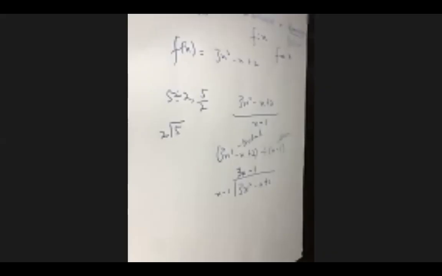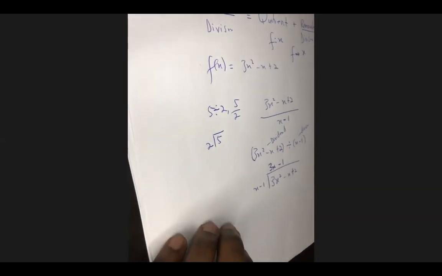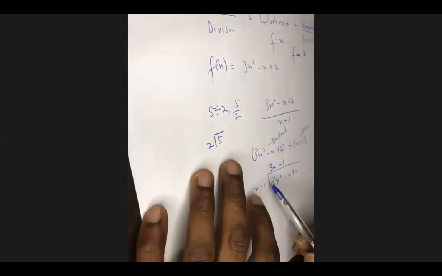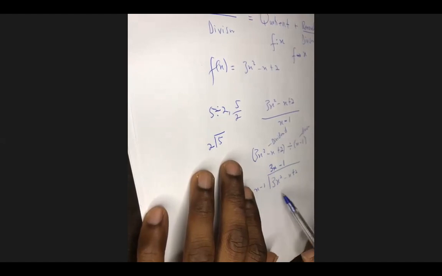So from here, our next step is to multiply through by the 3x. Good. So here we are going to have, so x is going to this 3x. Now we are going to use this to multiply through, and then we continue.